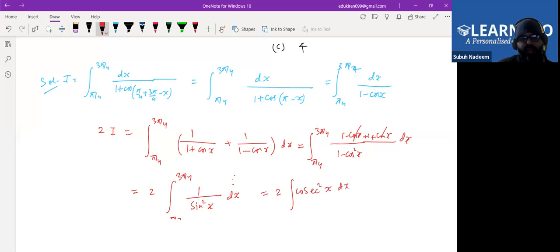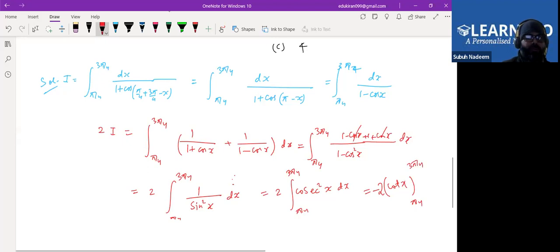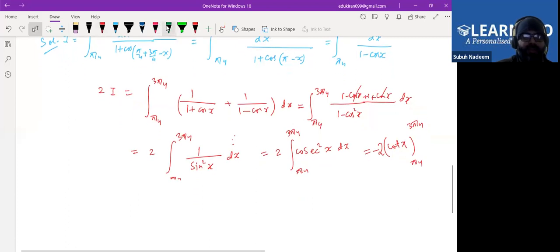And what is the integral of cosec square x? It is minus cot x, because the derivative of cot x is minus cosec square x. So the integral of cosec square x will be minus cot x, from pi by 4 to 3 pi by 4. Now we just put the limits.